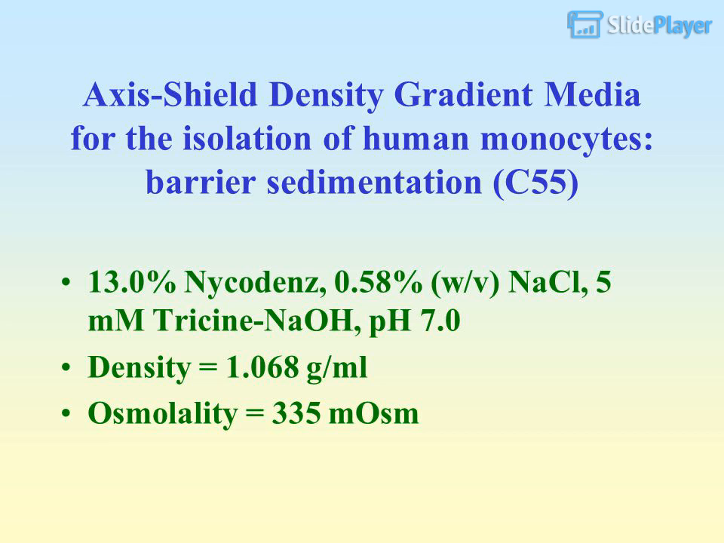A customized medium for the isolation of human monocytes, Nycoprep 1.068, is no longer available, but this medium with a slightly raised osmolality can be prepared easily from Nycodenz powder or from OptiPrep.